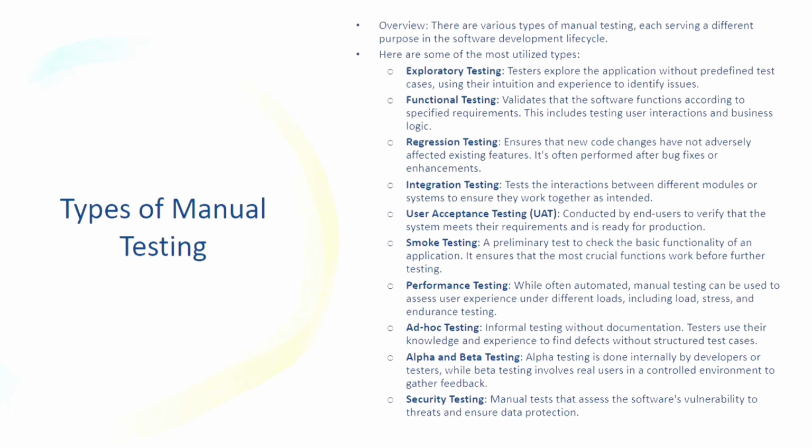Then we have regression testing. Regression testing ensures that our old functionality works properly, and that the new functionality also works properly, and that because of the new functionality our existing functionality is not broken. That is called regression testing, guys. Here we are testing that our code changes should not affect our existing features.